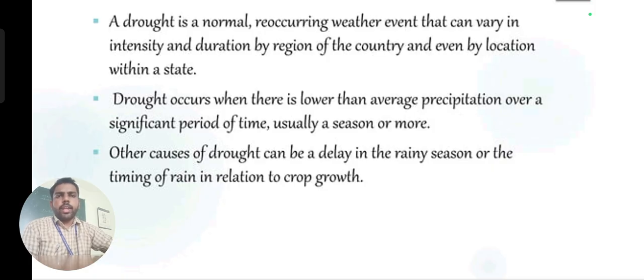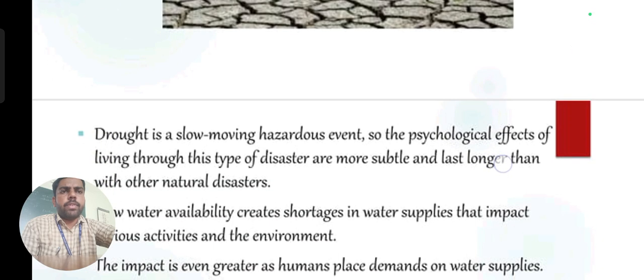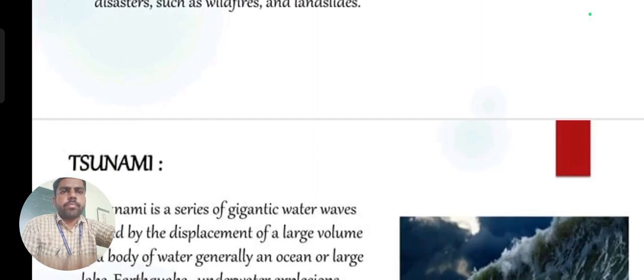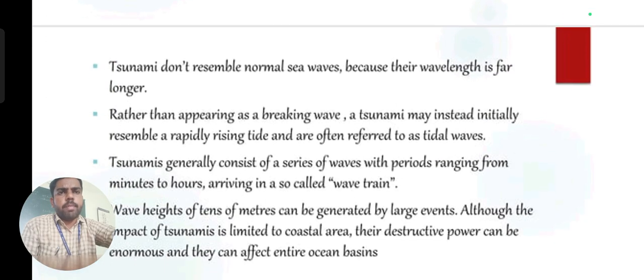After that, the rainy season can be delayed, and in this particular period, the water is not available in that particular situation. This type of drought may develop. And after that, tsunami. It is a gigantic water wave, formed by a large earthquake in the water bodies, and this type of tsunami destroys all the society-related and socio-economic activities. They are disturbed.